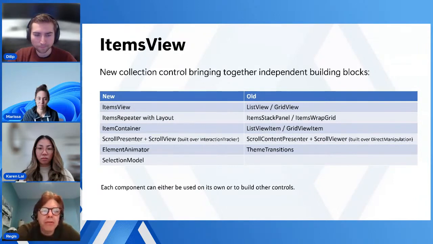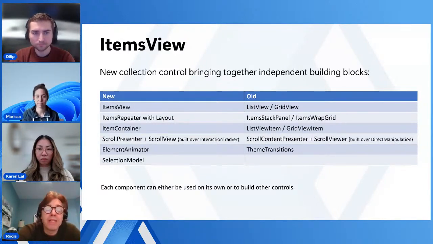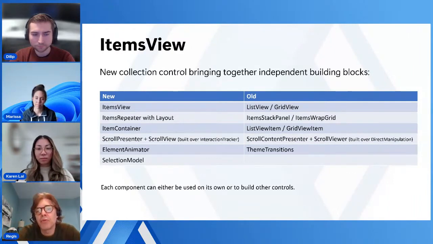So the ItemsView is like the previous collection controls. It has an item source property, which feeds the data, and an item template to customize the look of those items. And it is the one control that stitches together the individual building blocks that we have been building in the last few years, including the ItemContainer, which is a successor, if you want, of the list view item and grid view item that were used by the previous collection controls, list view and grid view.